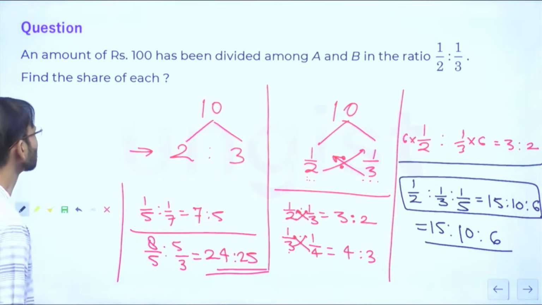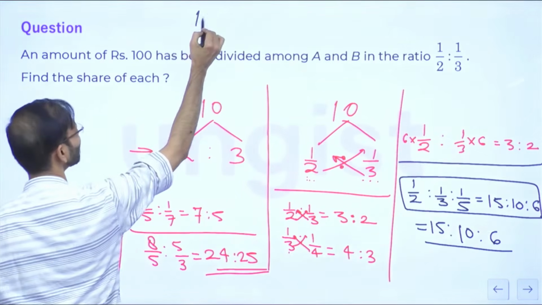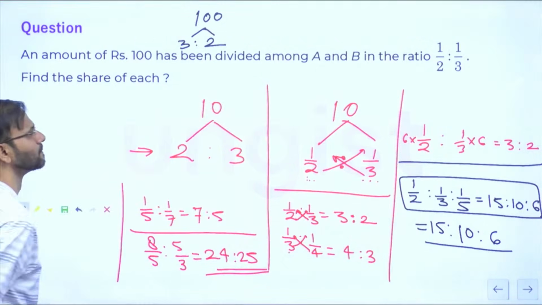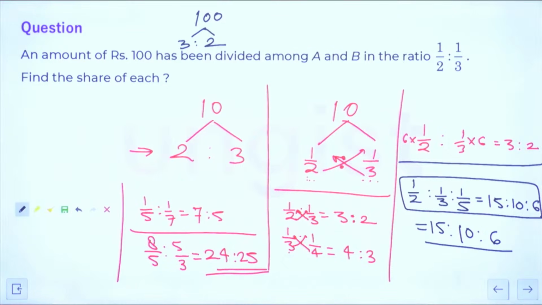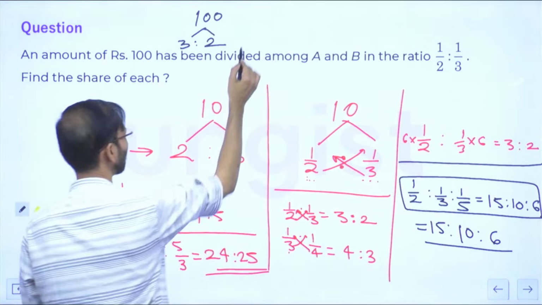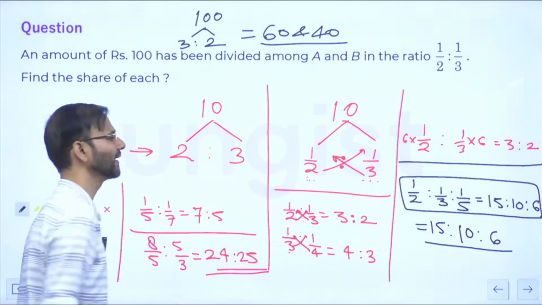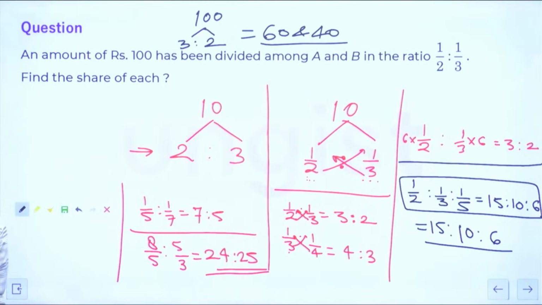Now guys, what is this question asking? This question is asking divide 100 in the ratio of 3 to 2. Correct, guys? So obviously the answer is 60 and 40. Everybody knows it now. The answer is 60 and 40.